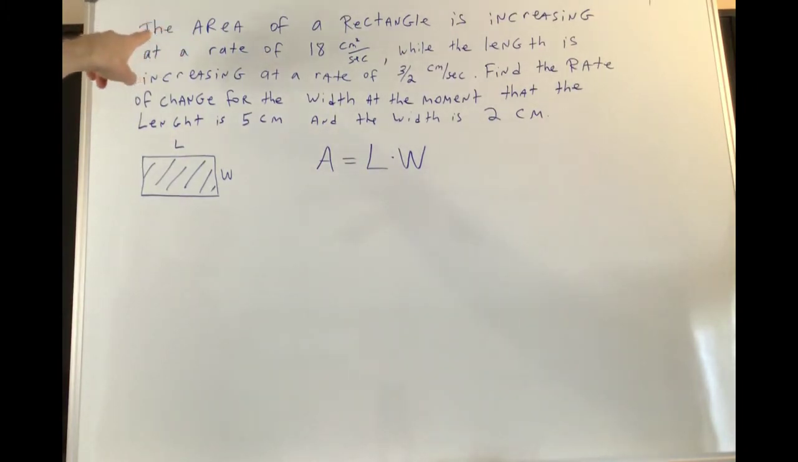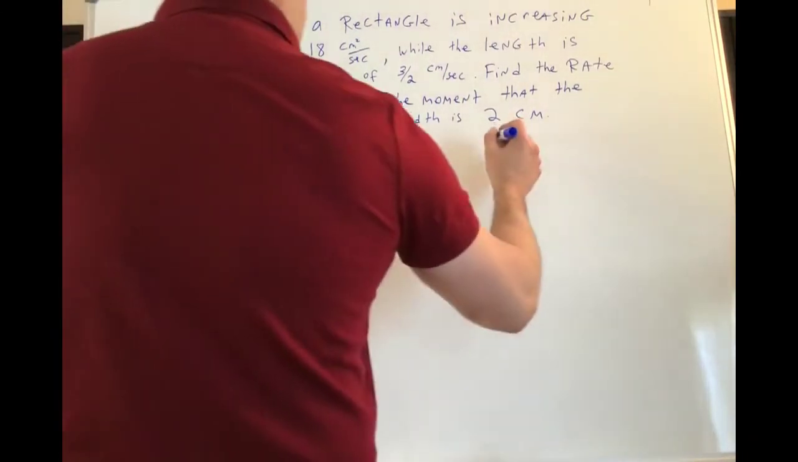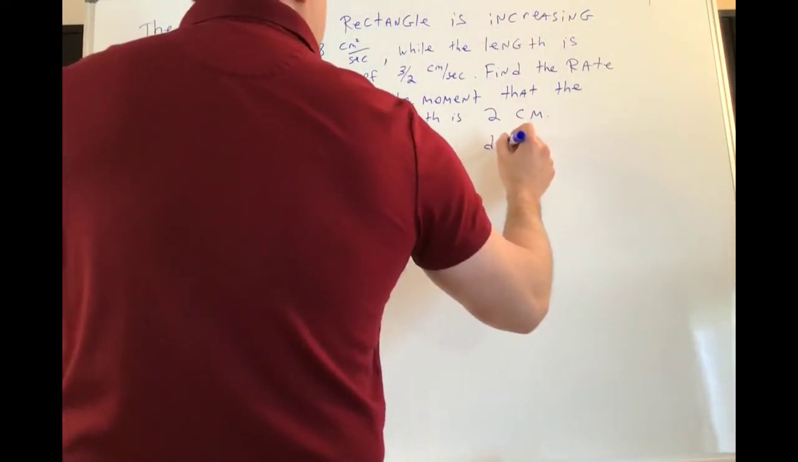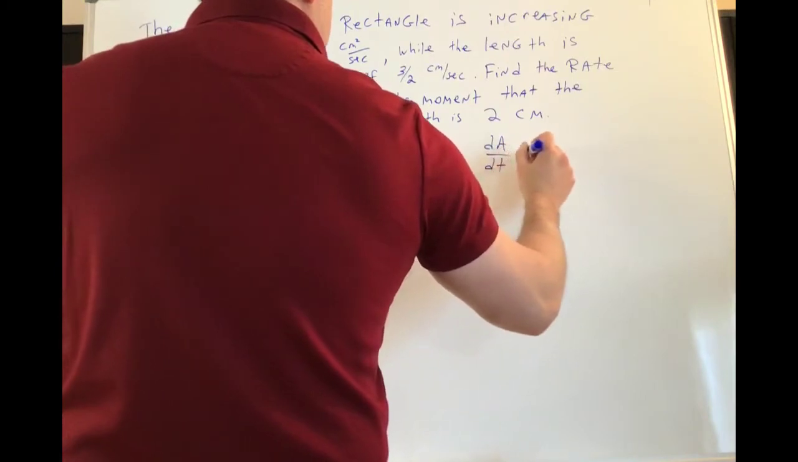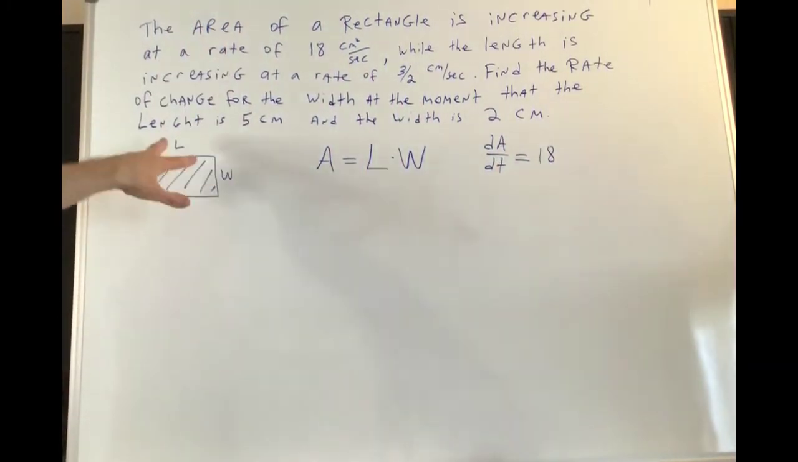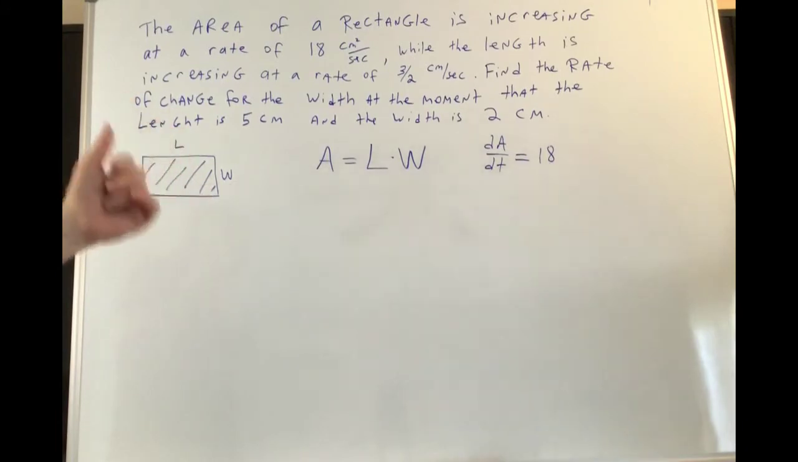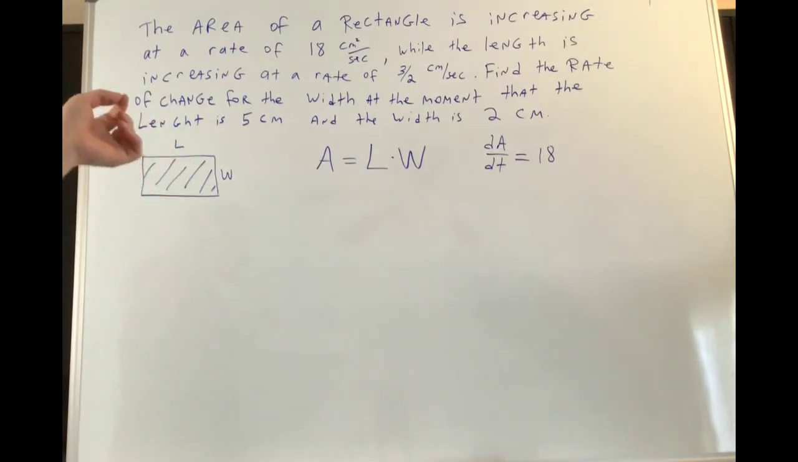So that first sentence is telling me a lot. It's telling me that the area is increasing at a rate of 18. So they're telling me that dA, A for area, dt, is 18. Why is it centimeters squared? Because it's length times width. This is centimeters and this is centimeters. So when you multiply them, you get centimeters squared. But again, not a physics class. We don't care, but I'm telling you anyway.